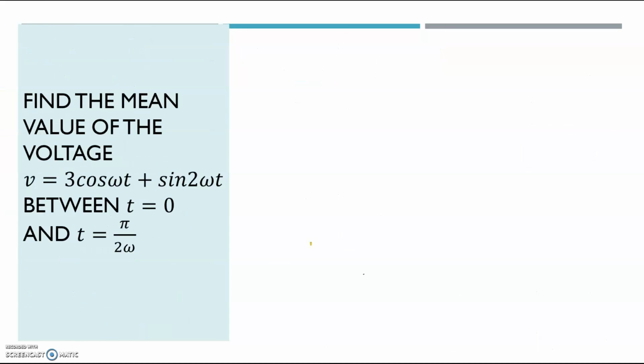Okay, next question. Find the mean value of the voltage V equals 3 cos omega t plus 2 sine 2 omega t between t equals 0 and t equals pi over 2 omega. Okay, right, so the average then is going to be 1 over pi over 2 omega minus 0 times the integral between 0 and pi over 2 omega of the function.